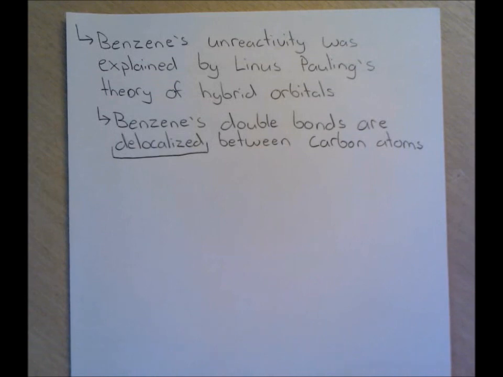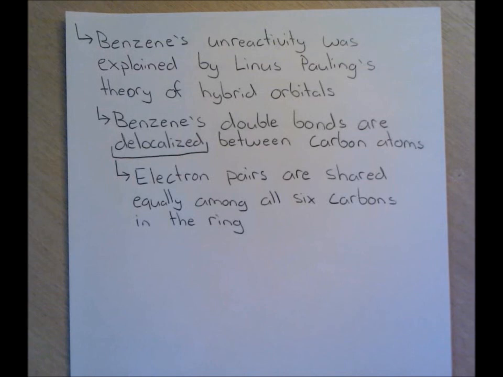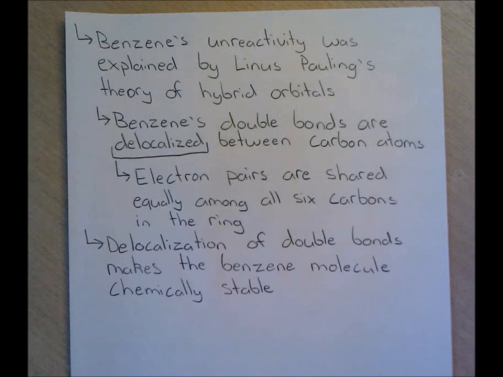So by proposing this ring structure and combining it with this theory that Linus Pauling had about hybrid orbitals, it explains that delocalization of these double bonds makes the benzene molecule chemically stable. Specifically, that delocalization of those electrons causes them to be shared by the 6 carbons, and the electrons shared by the 6 carbons from the delocalization are harder to pull away by 2 other nuclei.